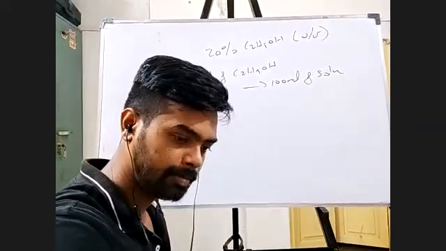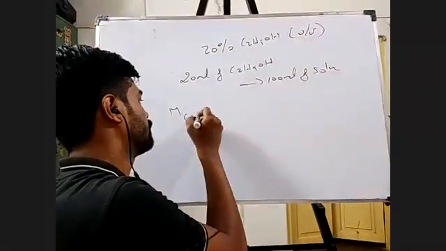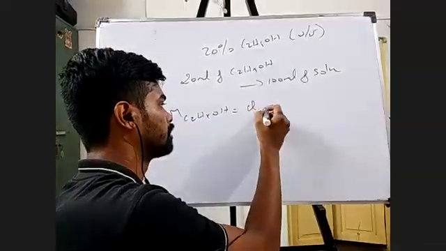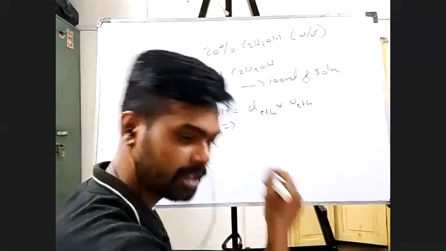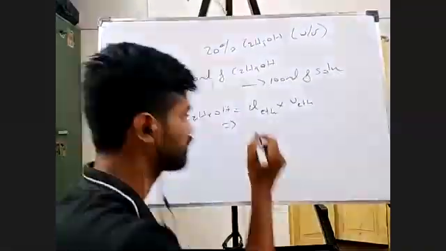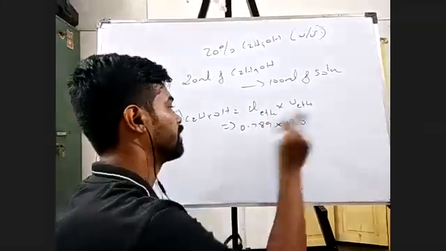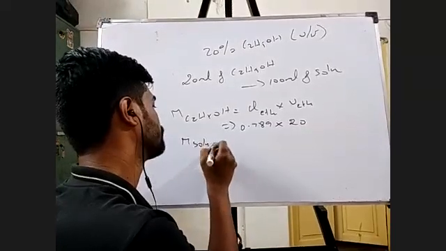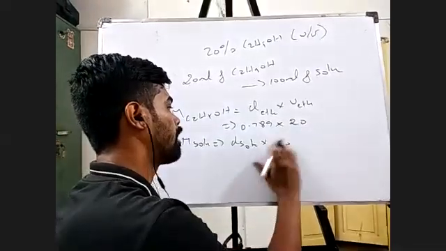So first, let me calculate what is mass of ethanol, which would be density of ethanol into the volume of ethanol. That would be density is 0.789 into volume of ethanol is 20. That's it. Same way, mass of the solution will be equal to density of the solution into the volume of solution.